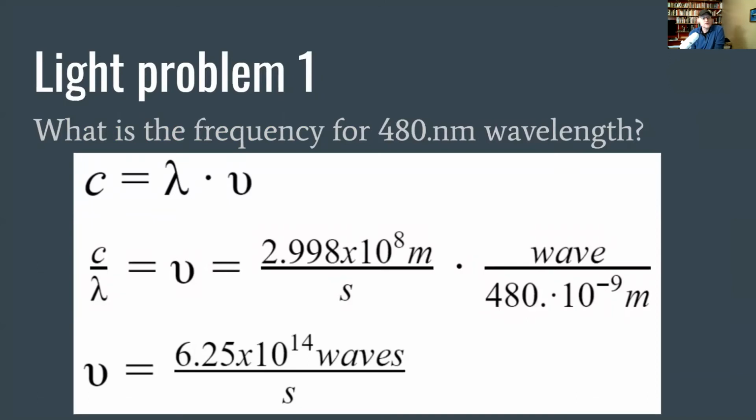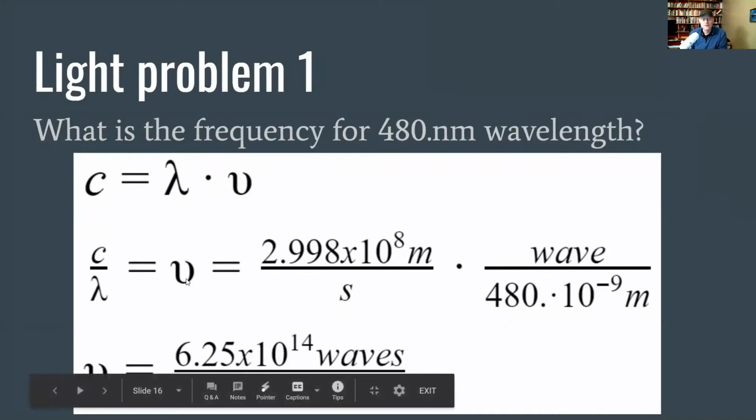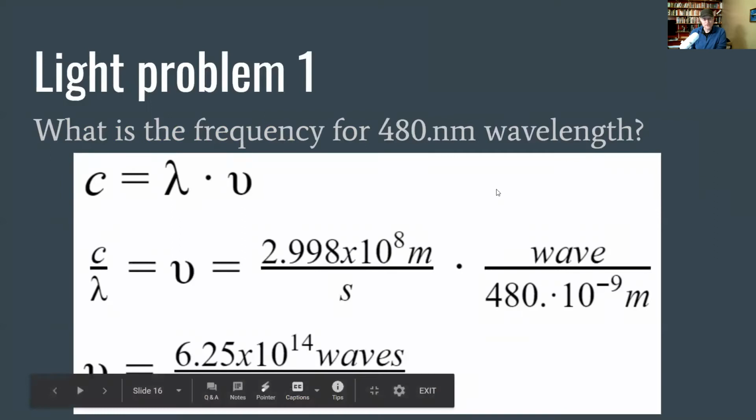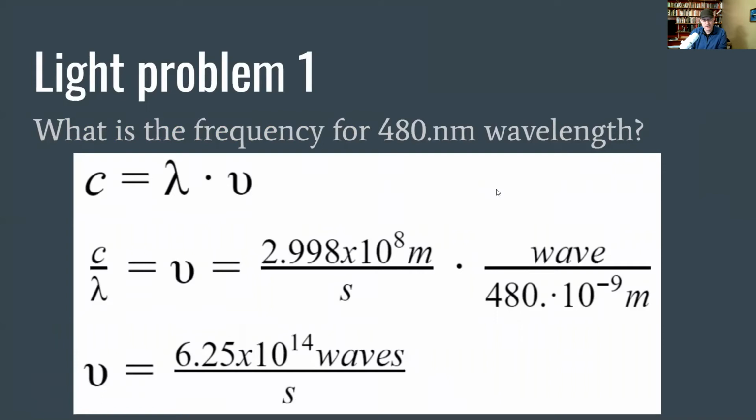Here's the solution. You'll notice that I have a tendency to solve my problems first by doing a symbolic solution. I took the equation c = λν, and I divided both sides by λ. So I got c divided by λ is equal to ν, or frequency. Then I plugged in each one of them, and you'll notice that I have 6.25 × 10^14 waves per second. Now, a per second, by the way, is also called a hertz, which is abbreviated as Hz.